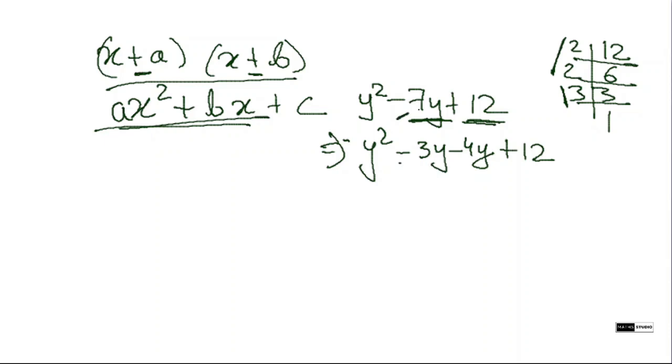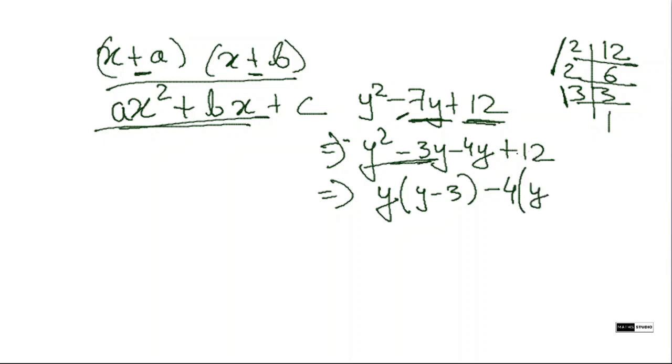Had there been plus 7y, we would have written y square plus 3y plus 4y plus 12. Got the point? Had there been minus 12 over here, then things would have changed a bit. One of the numbers would have been positive, other would have been negative, such that you should have got minus 7y. So this can be simplified further as first two terms. Let's take something common. The something common is y. So we are left with y minus 3. Minus 4, remember this, we are going to take minus 4 as common. So what is left? y, and this is plus 12.